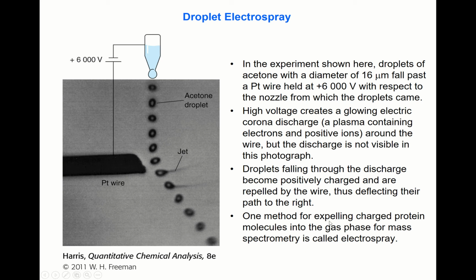One method for expelling charged protein molecules into the gas phase for mass spectrometry is called electrospray. This technique is called electrospray, and it is one method to ionize molecules. This is an example, and electrospray has been well applied to molecular weight determination for large molecules like proteins.